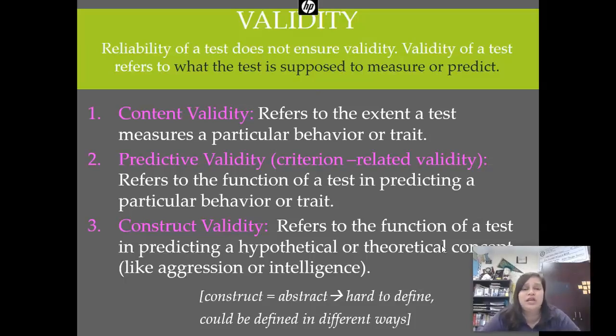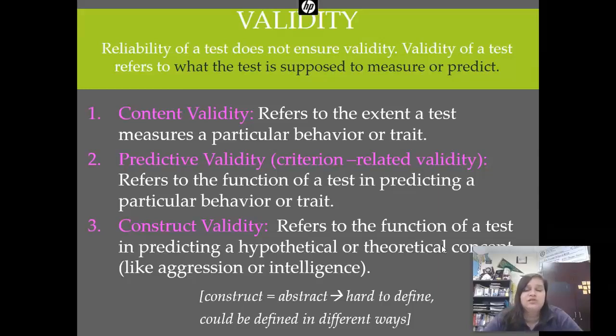The first is content validity. It refers to the extent a test measures a particular behavior or trait. If your English teacher says we're going to do a reading quiz over chapter 3 of Huck Finn, and there are questions from chapter 5 on there, it's not measuring what it's supposed to measure. That has poor content validity. If it has only information from chapter 3, then that would be good content validity.